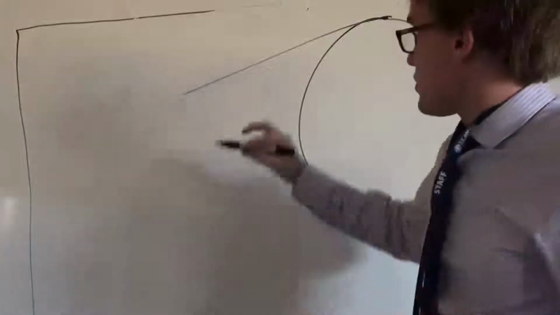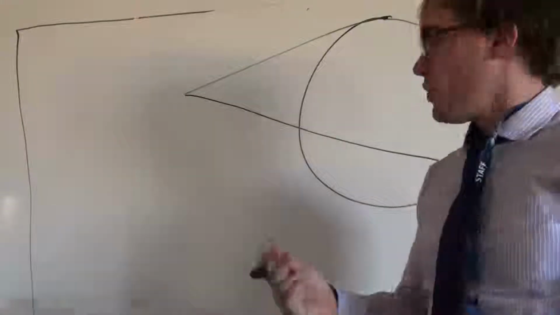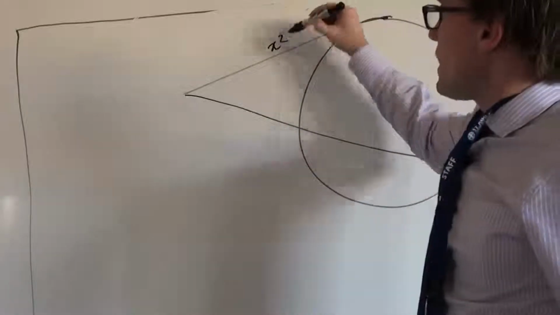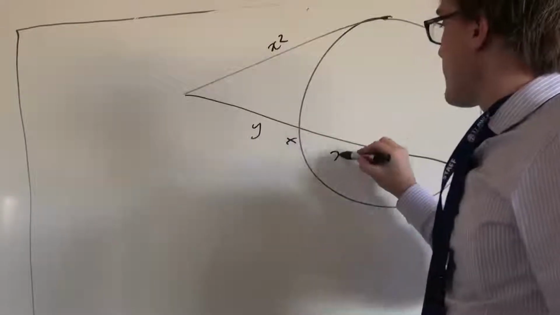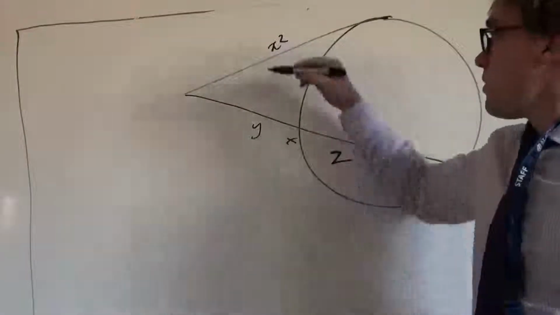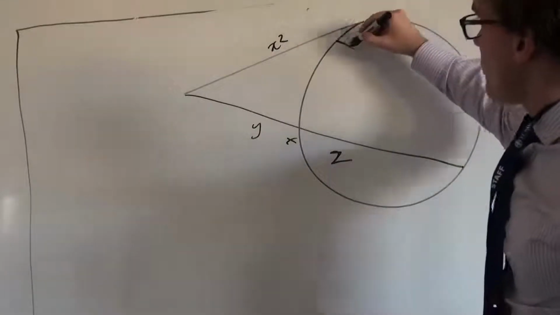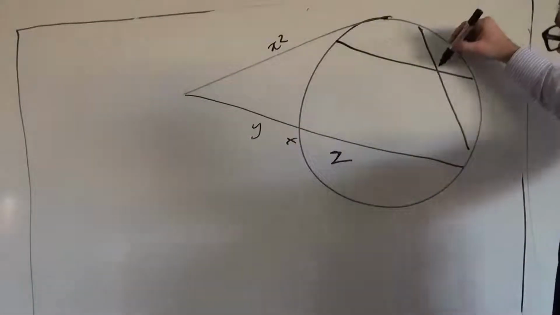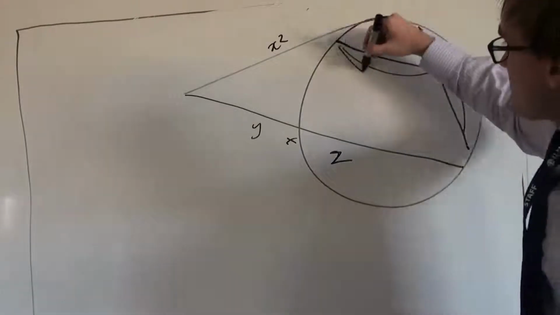The line of a tangent and this line just going to any point on the circle. This line here squared is going to equal this line here times this line here. So x squared will equal y squared times z squared. Also, if you have two chords, one here, this times this is going to equal this times this.